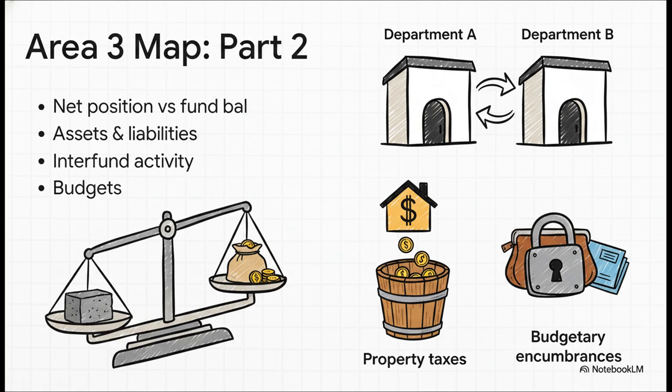We also tackle non-exchange revenues, like property taxes, where governments receive value without directly giving equal value in return. You're going to learn the critical terminology difference between expenditures in funds and expenses in government-wide statements. And finally, budgetary accounting and encumbrances, which is just how governments legally track purchase commitments before a bill is even paid. I know, these concepts sound a little intimidating up front, but I promise you, they all fit into a highly logical structure once you understand the underlying rules.